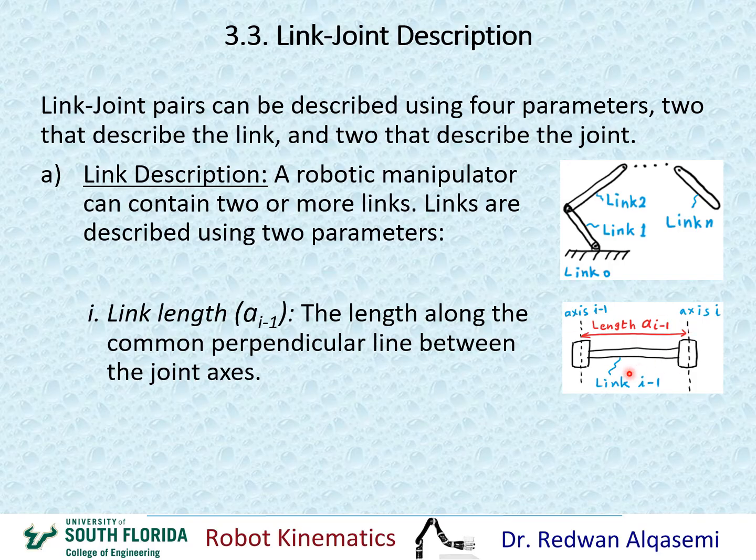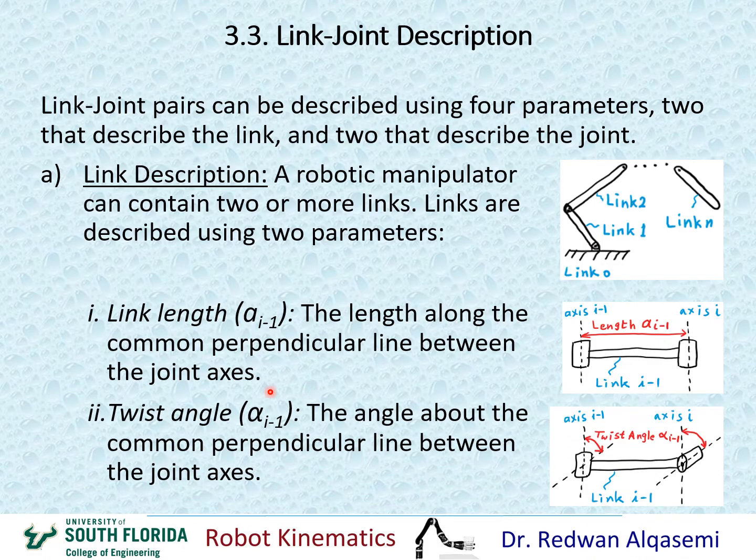In this figure, we have axis i-1 and axis i, both of them parallel. If they're parallel, there are infinitely many lines between these 2 axes that are perpendicular to both of the axes. So any line from here to here, including that red line that you see, as long as it's perpendicular to both axis i and i-1, the length of that line would be my link length.